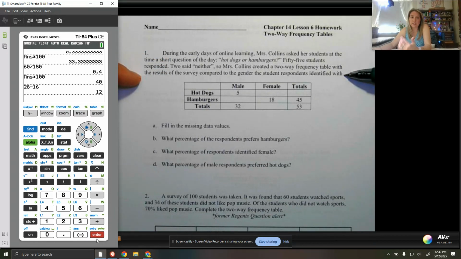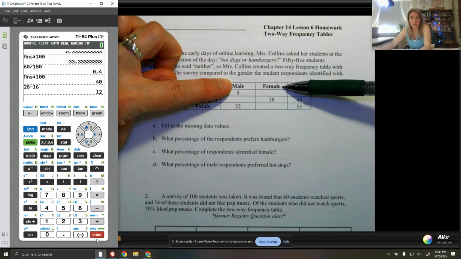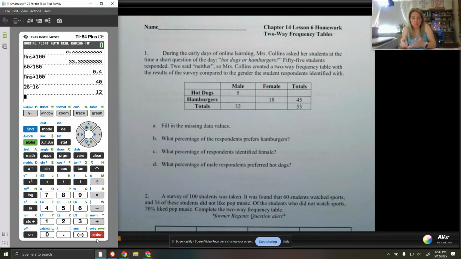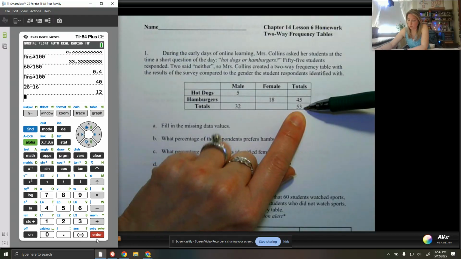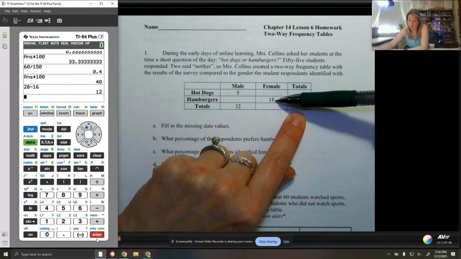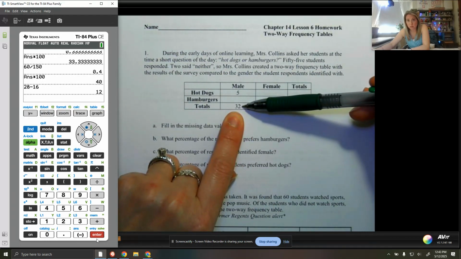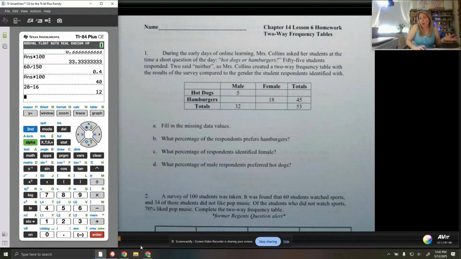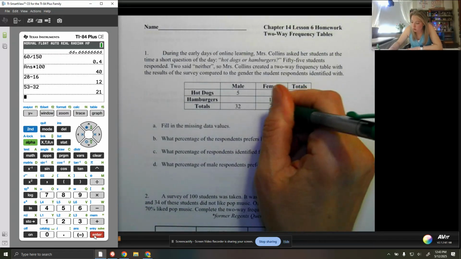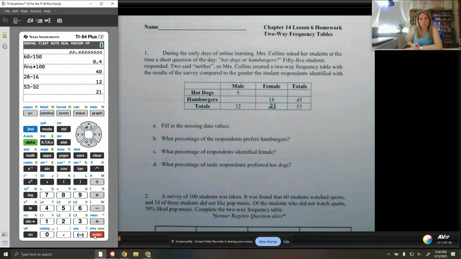But I also then identified, through my students who answered, who identified as male versus who identified as female to analyze the data. So I filled in a few of the pieces for you. We're going to go backwards and fill in the rest. If we know 53 people responded for either hot dogs or hamburgers, and we know that 32 total were male, we can do that subtraction to figure out how many female students responded to this. So 53 minus 32 gives us that I had 21 female students that responded to the survey question.